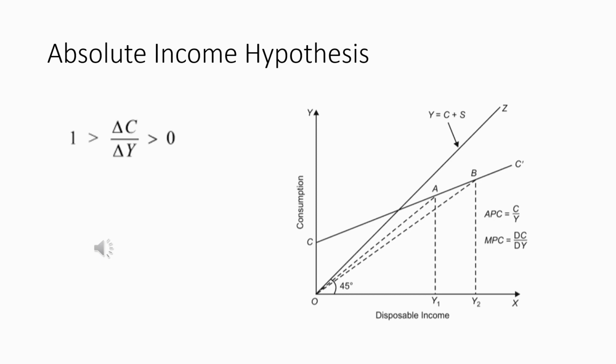Keynes put forward a psychological law of consumption according to which, as income increases, consumption increases, but not by as much as the increase in income. In other words, marginal propensity to consume is less than 1 but greater than 0. That is, it lies between 0 and 1. This implies that out of an increment in income, a part is consumed and a part is saved.